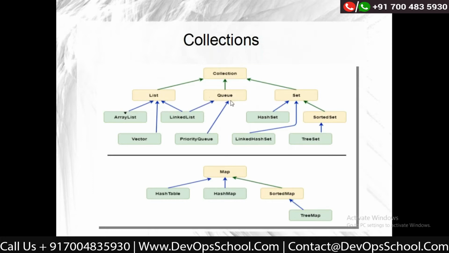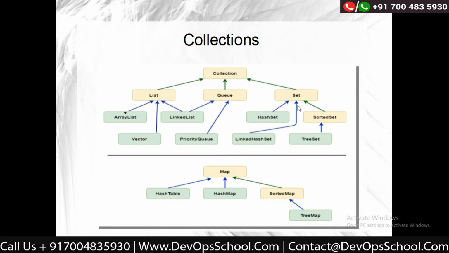Okay, queue is like any other queue. Whenever you are at the ticketing counter, we have a queue, right? So you can put elements in your queue. The first element should go first, the second element will be second, the third element will be third. So it will go out as a queue, in the order you have entered the data. Next we have a set.